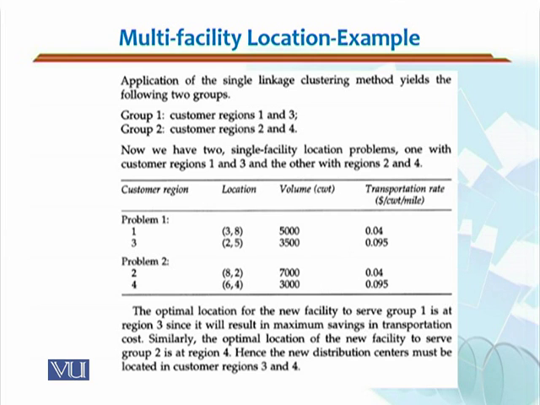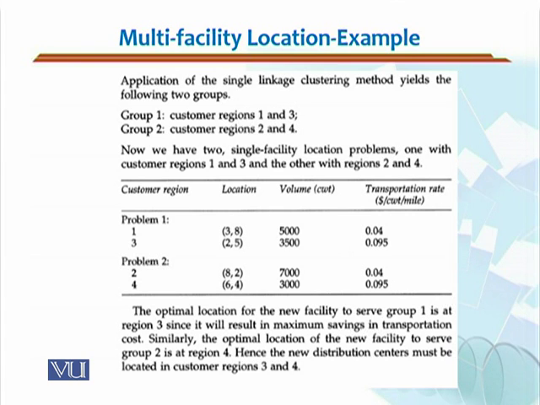The optimal location for the new facility to serve group 1 is at region 3, since it will result in maximum saving in transportation cost. And similarly, the optimal location of the new facility to serve group 2 is at region 4. Hence, the new distribution centers must be located in customer regions 3 and 4. How did we come to this optimal solution?